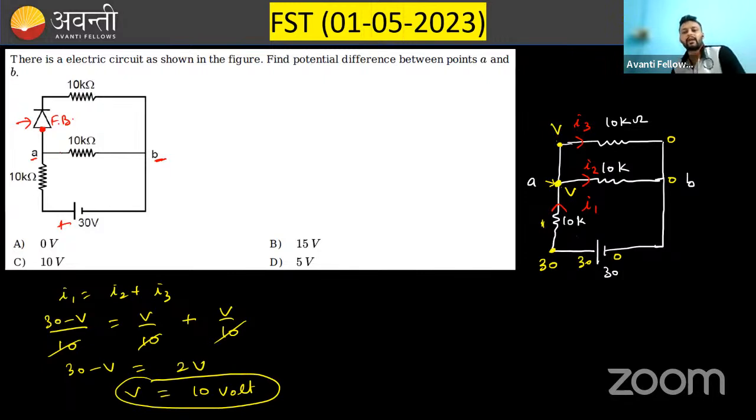And we want to find the potential difference of A and B. So potential at point A is 10 volt, at B it is 0. So potential difference VAB is nothing but 10 volt. Is the method clear to you? I hope it's pretty much clear. Moving further for the next question.